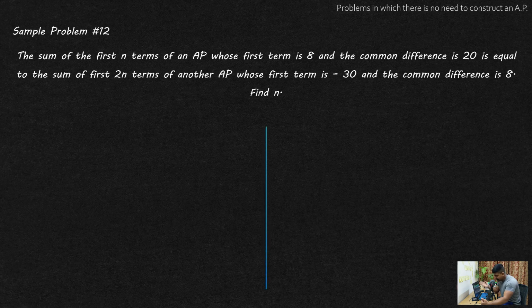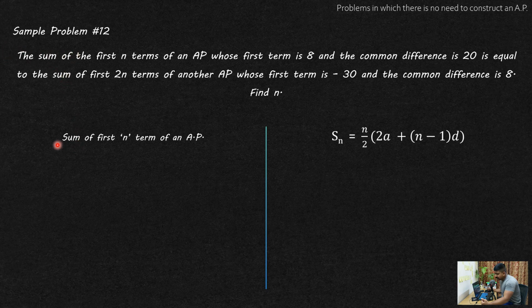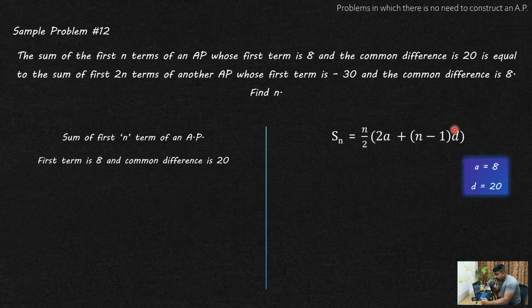So first we will draw a vertical line. Sum of first n terms of an AP, Sn equals n by 2 into 2a plus n minus 1 into d. Now, first term is 8, common difference is 20. That specifically belongs to this particular AP. So here a is 8 and d is 20.